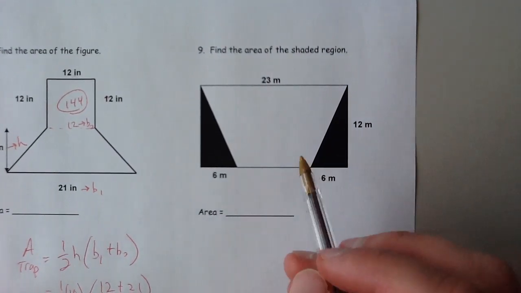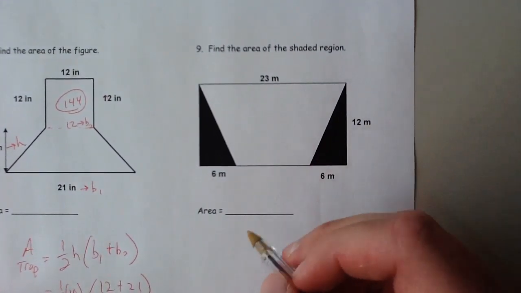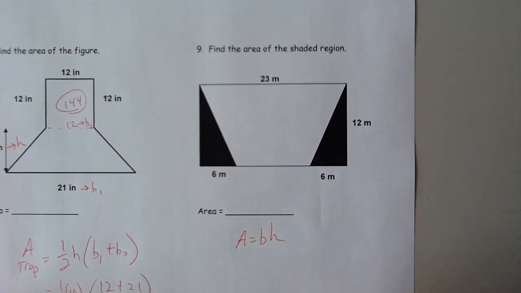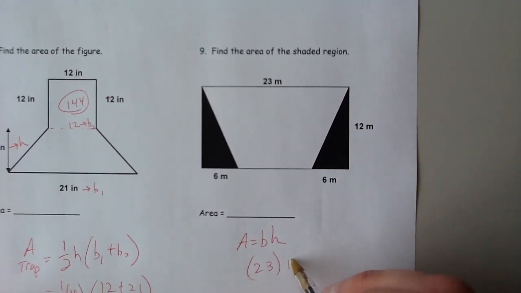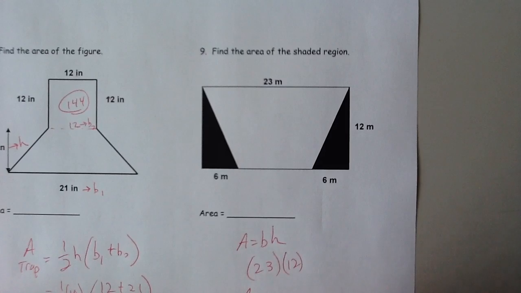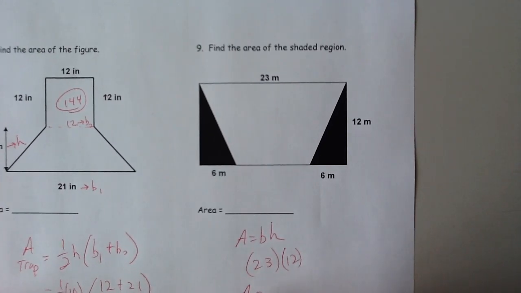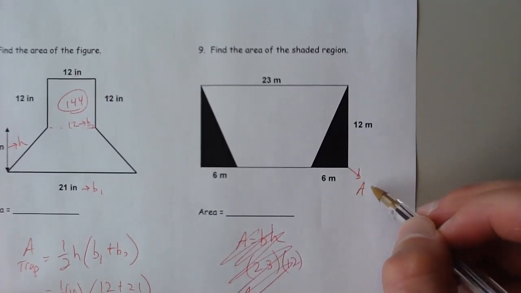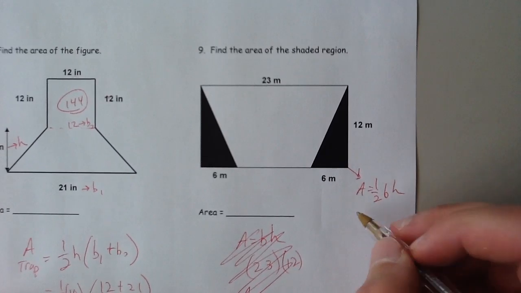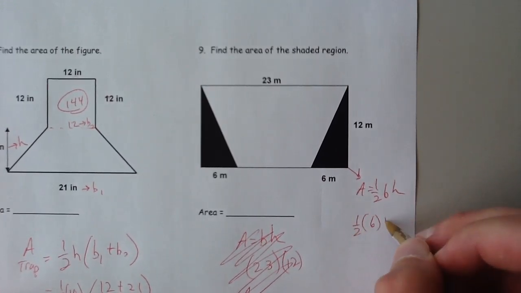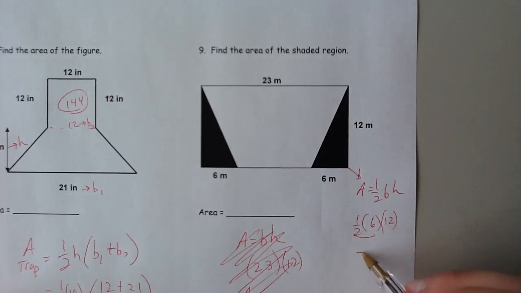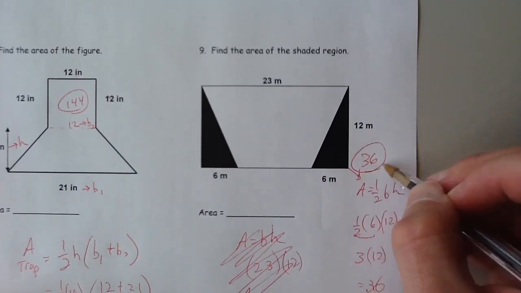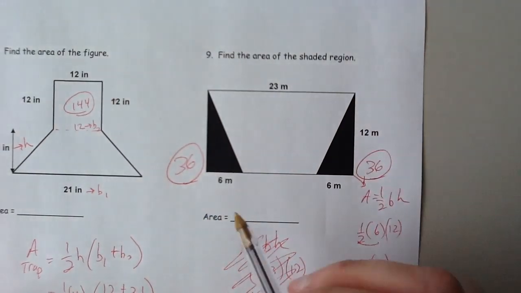And number 9 here, let's find the area of the entire figure, which is area of a rectangle, which is base times height. My base is 23 and my height is 12. 23 times 12 is... I don't really need to know that because I can find the area of the triangles. Area of a triangle is 1/2 times base times height. My base is 6, my height is 12. Well, 1/2 of 6 is 3. 3 times 12 is 36. So the area of this triangle is 36, which is the same as this triangle.